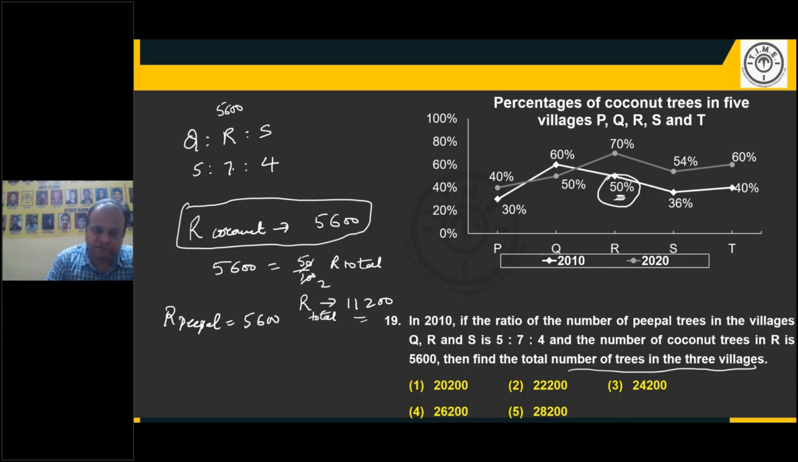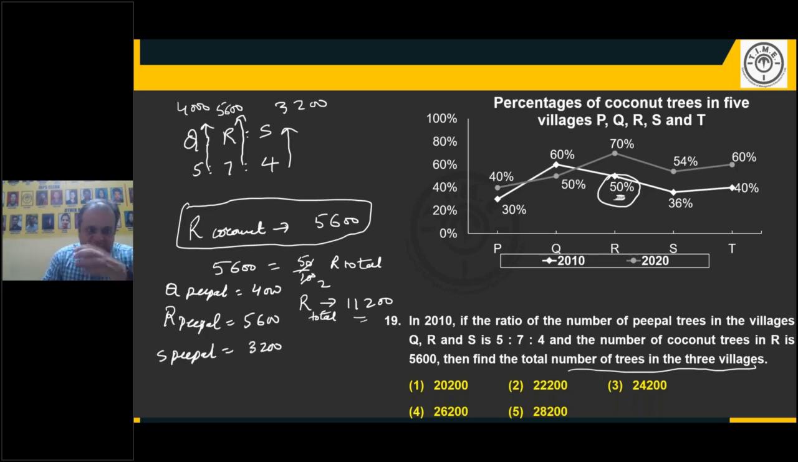So R's people trees is 5600, which means 7 is equal to 5600. 5 will be equal to 4000 because this is a multiple of 800, and 4 will be equal to how much? 3,200. Okay. Now we are getting the values for Q. So R people we know, Q people will be 4,000, correct, and S people will be 3,200. Now this is not the answer because this is just people trees.